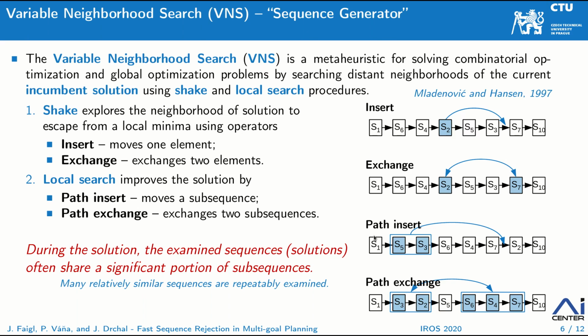What is very important for the results presented in the paper is the observation that during generating sequences in the variable neighborhood search, for example in the shake insert operator, we can notice that the vast majority of the sequence remains untouched. So the white parts of the sequence are the same after inserting S2 between S3 and S7. The new sequences thus share a large portion of the subsequences, which is exploited in the proposed fast sequence rejection.